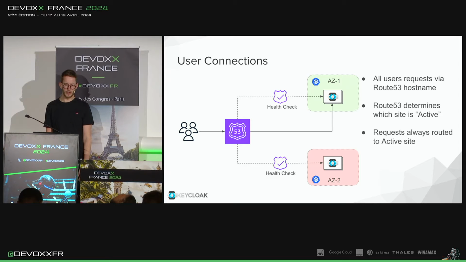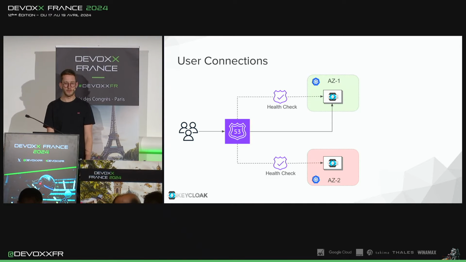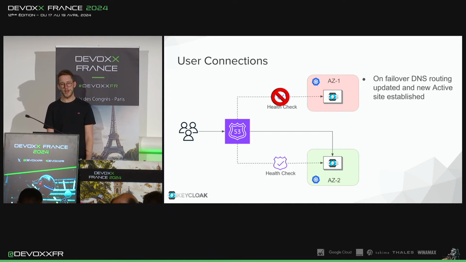So what Route 53 does to determine whether a site is healthy is it periodically executes some health checks, and if the health check for the active site goes down, then the DNS records are updated, and all subsequent user requests are then forwarded to what was the passive cluster, but is now the new active, AZ2 in this case.